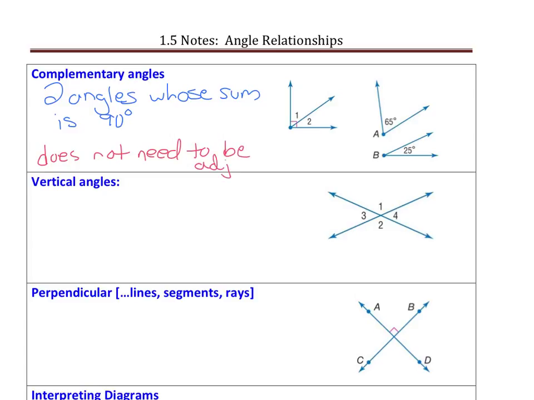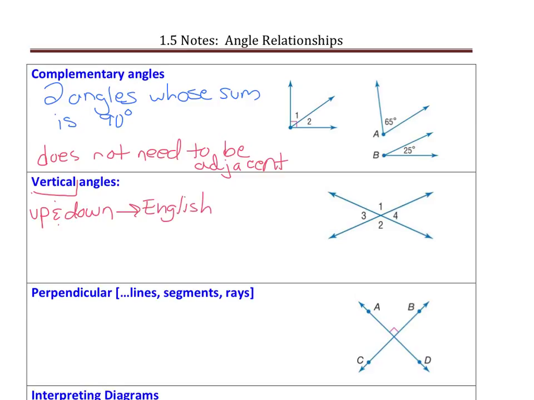Okay. Vertical angles. Vertical angles can be a little tough sometimes to grasp because in English, vertical means up and down. That's in English. So if we said horizontal, we would mean left to right. Vertical is the opposite, up and down. And that's kind of an English translation.